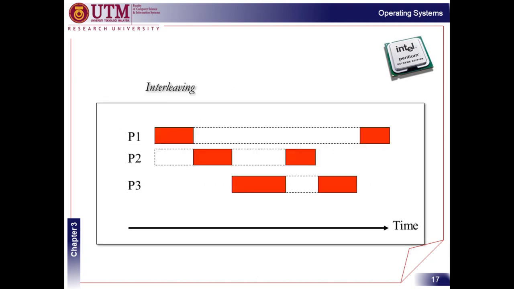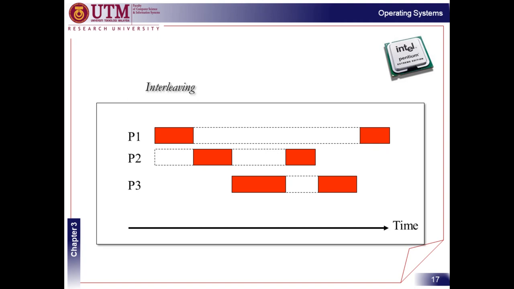Interleaving is a technique that allows multiple processes or threads to share the CPU time. It is also called time slicing or multitasking. In this slide, we can see an example of interleaving three processes, which are P1, P2, and P3.